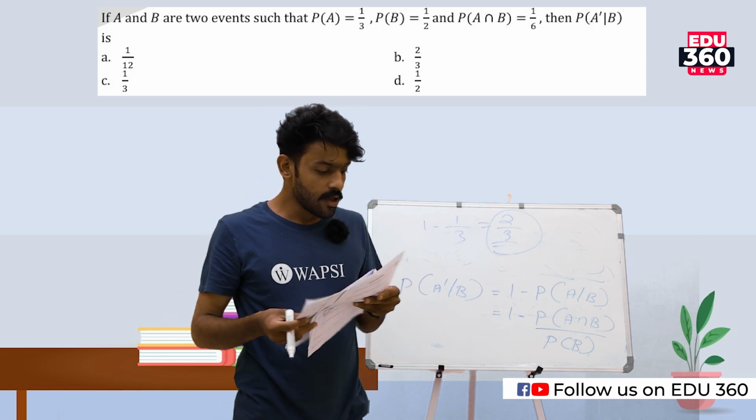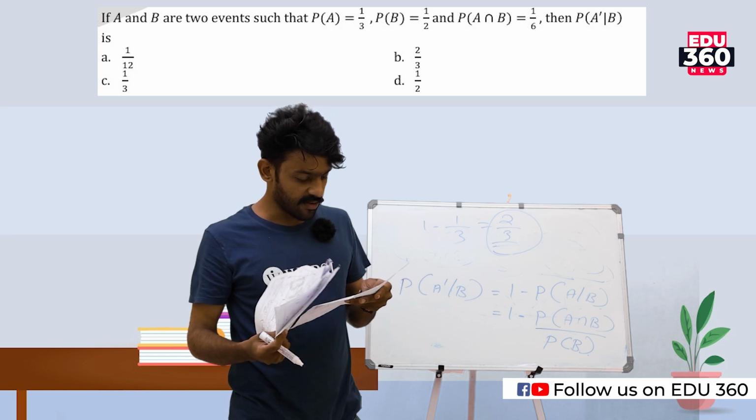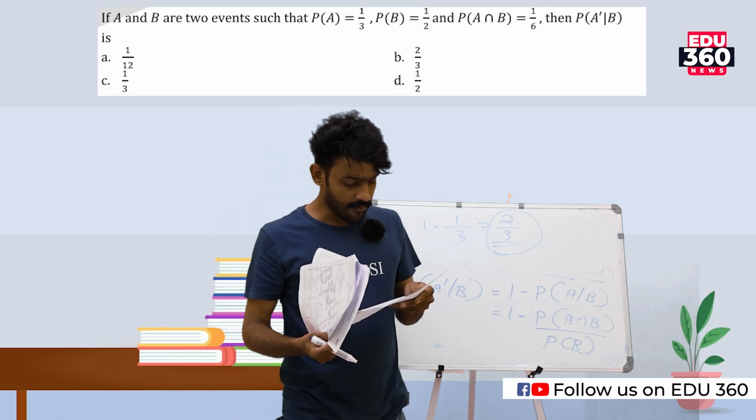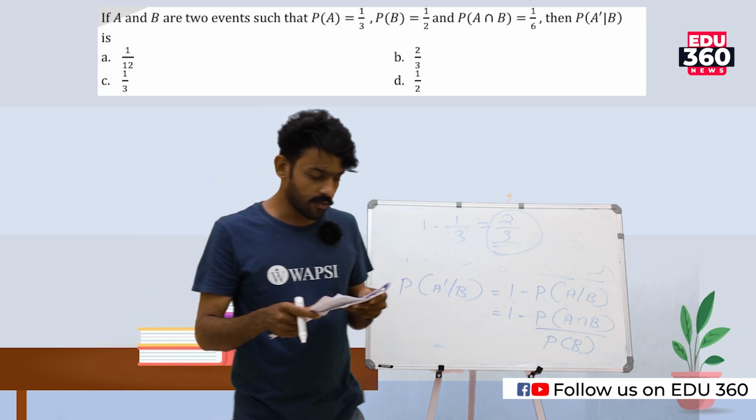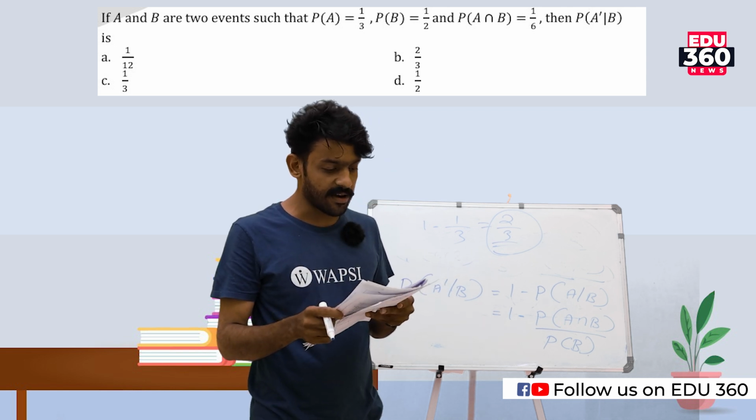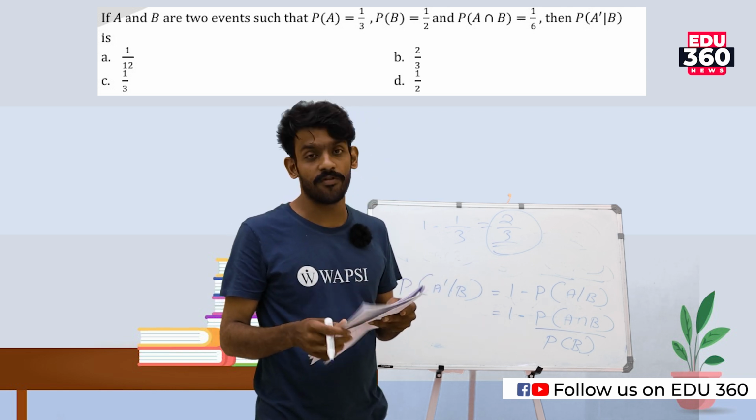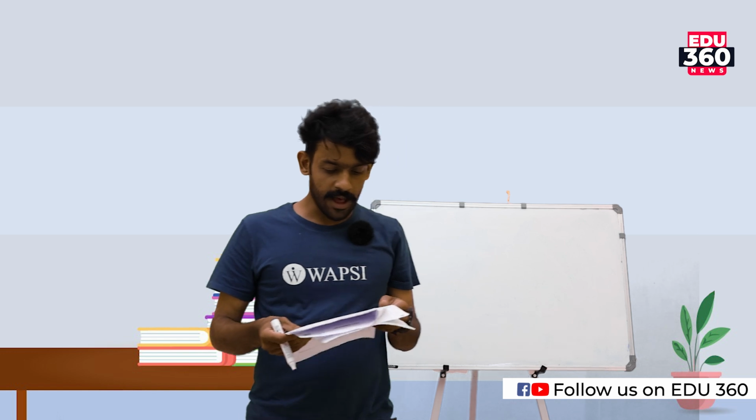Again, look at the options. While we are going through the options, we can see that 1 by 12, 2 by 3, 1 by 3 and 1 by 2. So for this one, option B is the correct answer. So 2 by 3 is the correct answer for this question. So we can move on to another question.